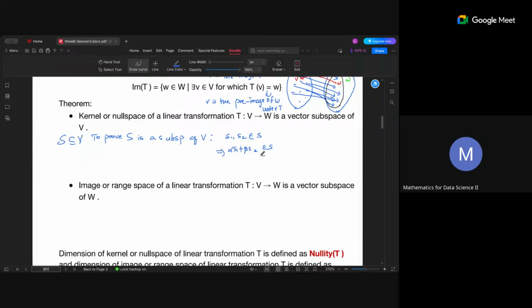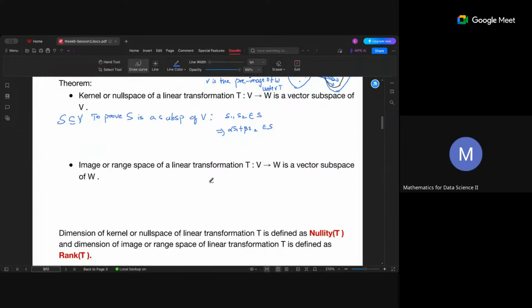Okay, so can we try this for this set here? Here we have the image set. Can we try this for the image set? How can we do this for the image set? It means we have to take two elements. Since it is in W, maybe we'll use this notation, w1 and w2.